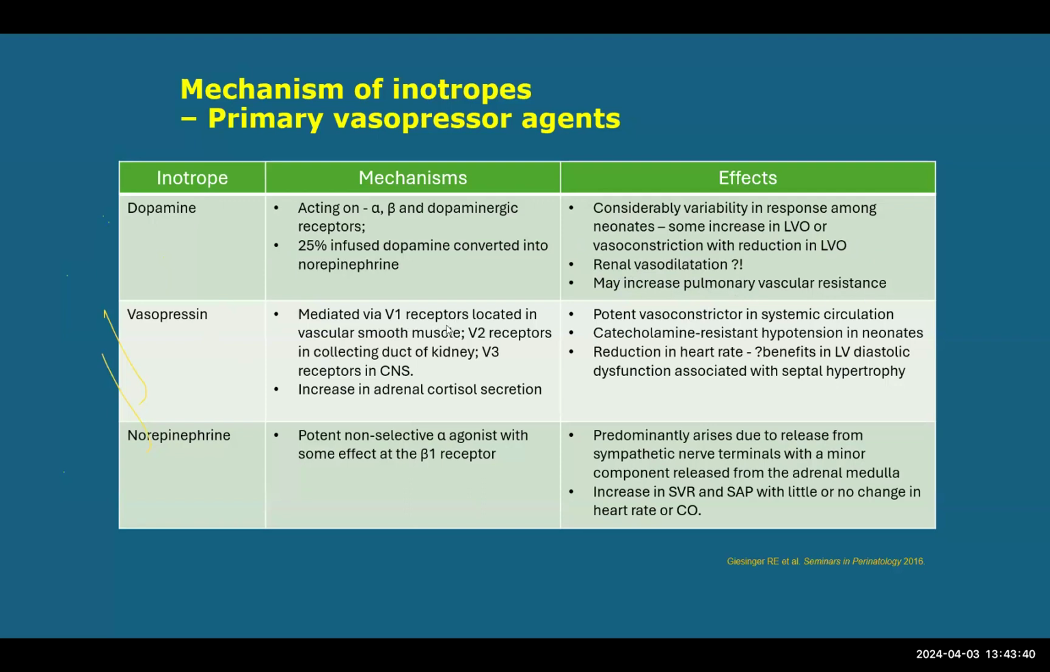Vasopressin mediates through the V1 receptors in vascular smooth muscles, and it is a potent vasoconstrictor that's been used in catecholamine-resistant hypotension. It is very good, especially for those with the hypertrophic cardiomyopathy type of picture. In those infants with frank sepsis, born to infants of diabetic mothers, sometimes vasopressin is a very, very good drug.